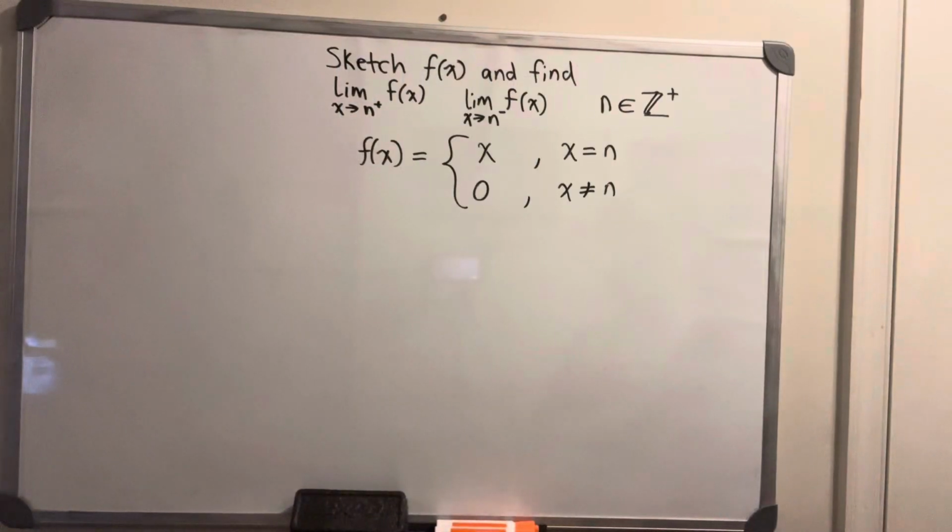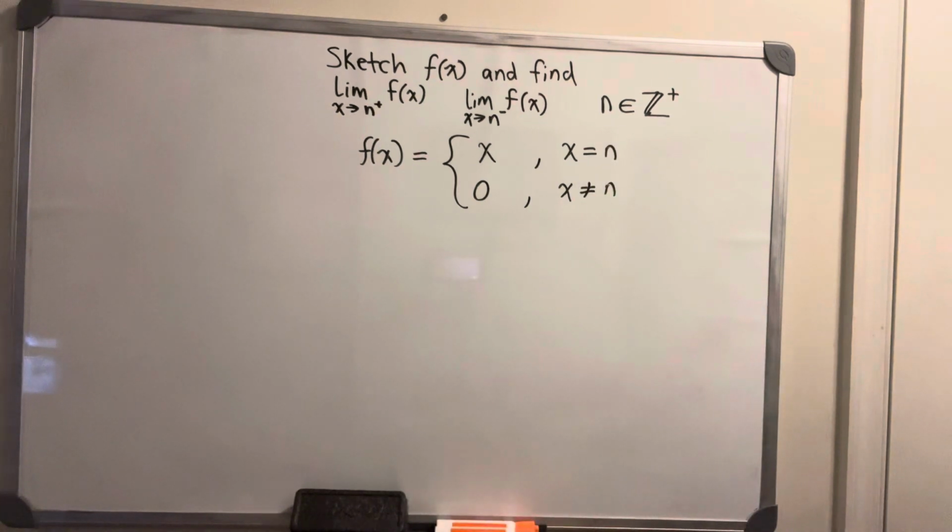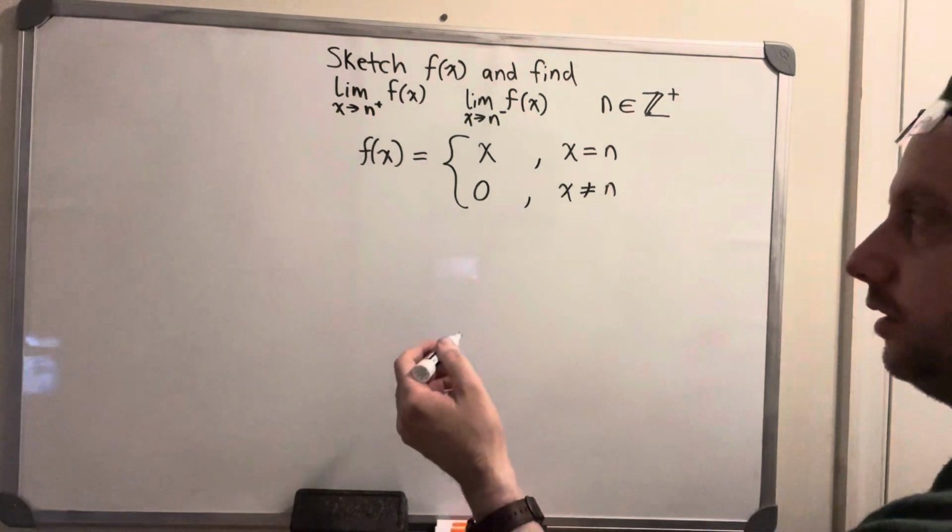This problem says sketch f of x and find the limit as x approaches n from the right of f of x and the limit as x approaches n from the left of f of x, where n is some positive integer. It's in the set of positive integers. And here's the function f of x. It's equal to x if x is equal to n, and it's 0 everywhere that x is not equal to n. So how would you sketch this?